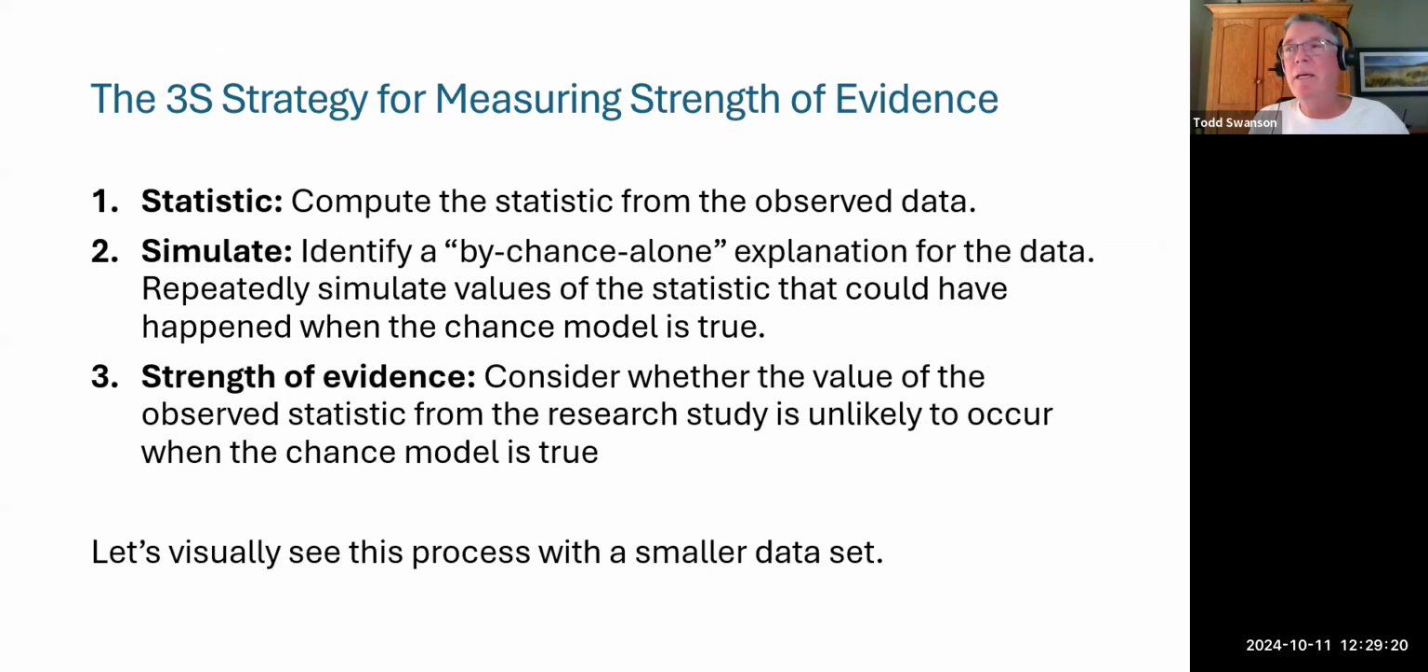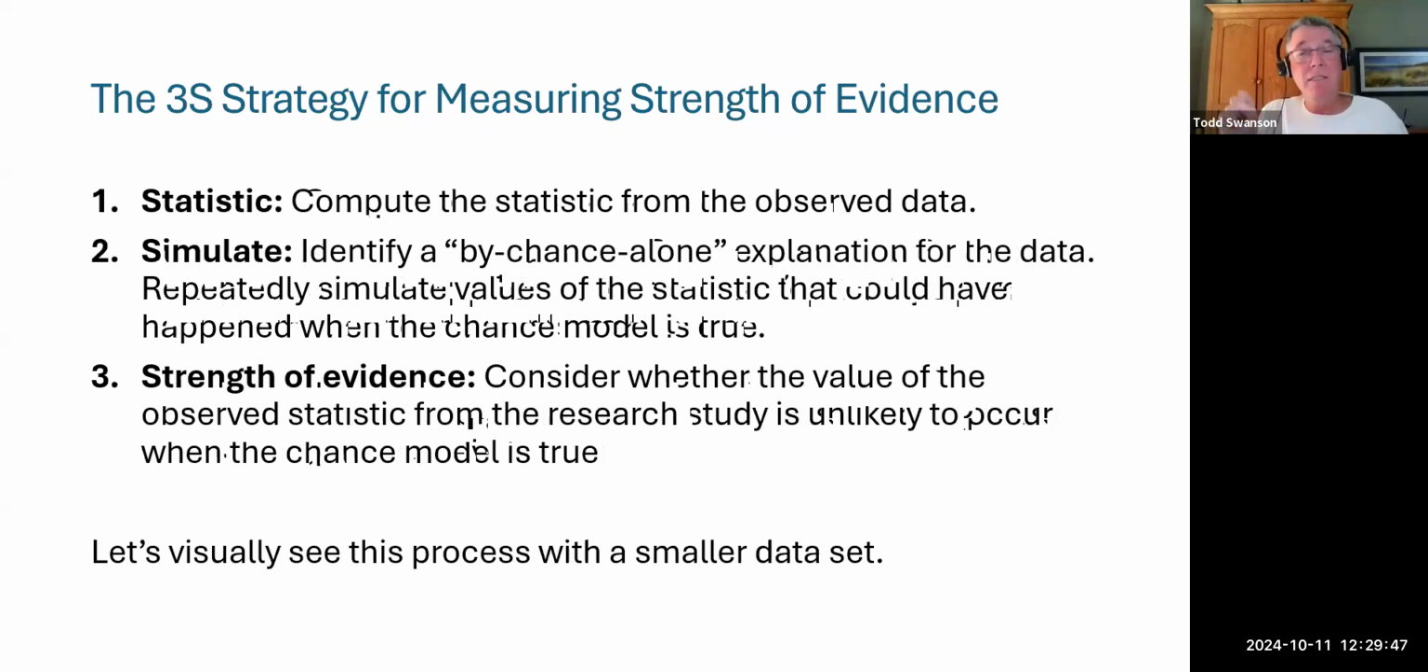And then 2 is simulate. Identify this by chance alone explanation, and then repeatedly simulate values of the statistic that could happen if the null were true, or that chance model is true. If the group treatment didn't matter at all, what sort of statistics would we get? And then we're going to get a whole distribution of these statistics.